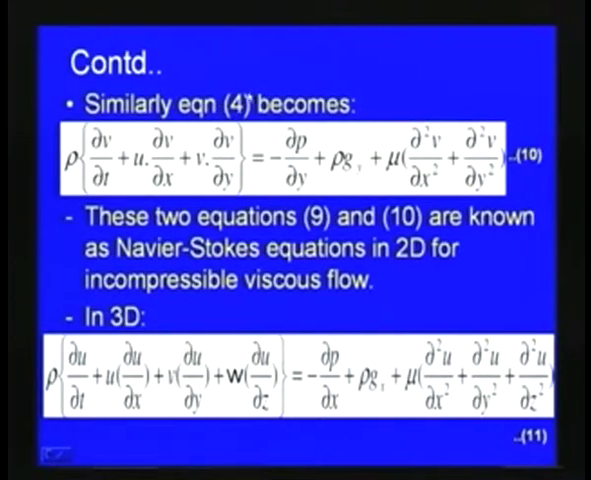Similarly, for equation 4 in the y direction, we can write ρ(∂v/∂t + u ∂v/∂x + v ∂v/∂y) = -∂p/∂y + ρgy + μ(∂²v/∂x² + ∂²v/∂y²), as in equation number 10. So, for 2 dimensional problems, these equations 9 and 10, which we derived based upon Newton's second law, are called the Navier-Stokes equations for incompressible viscous flow. Here we have demonstrated the case for 2 dimensions.